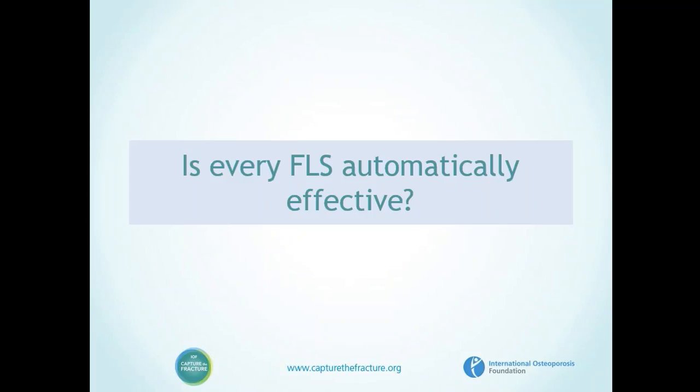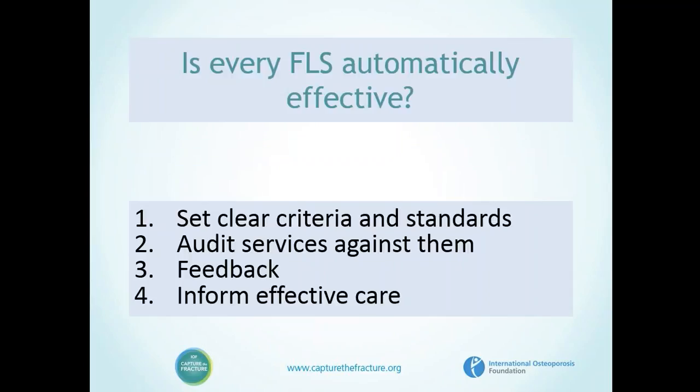Then we can ask, is a fracture liaison service automatically effective? Well, they may not be, but there are ways to improve them. It is to set clear criteria and standards, to audit the services against them, to provide feedback, and then to inform effective care. Much of this has been developed further in the UK. Since Glasgow was the first place, many other sites in the UK have been working very thoroughly to obtain this, and they have a much better coverage than most other countries currently.